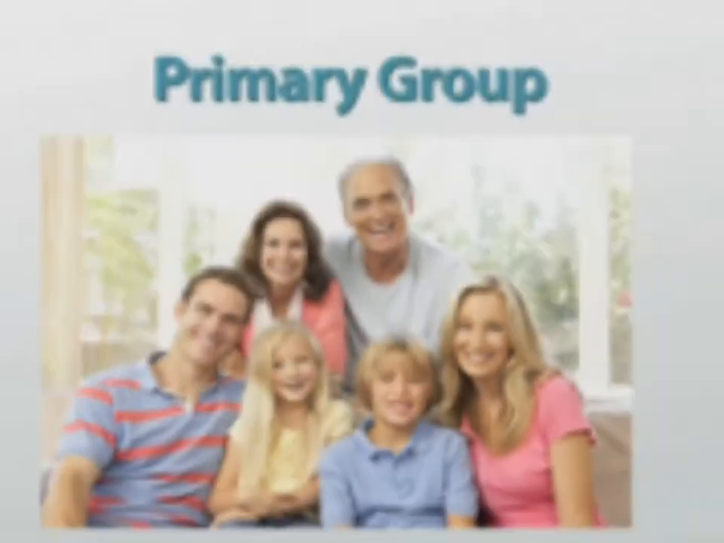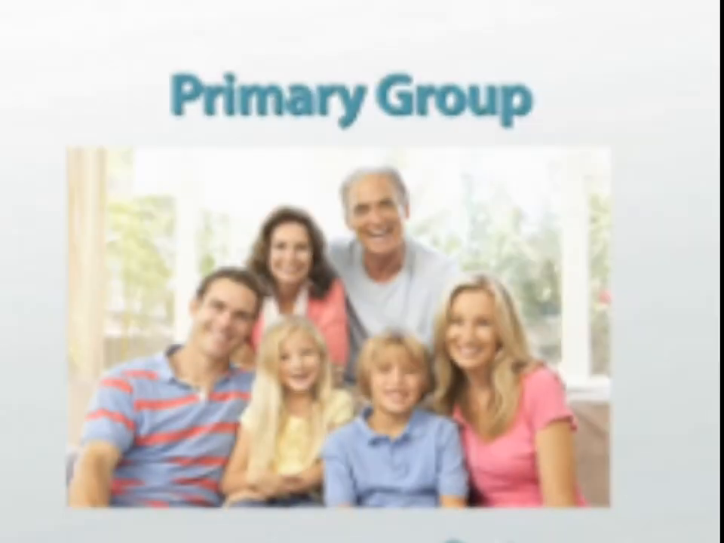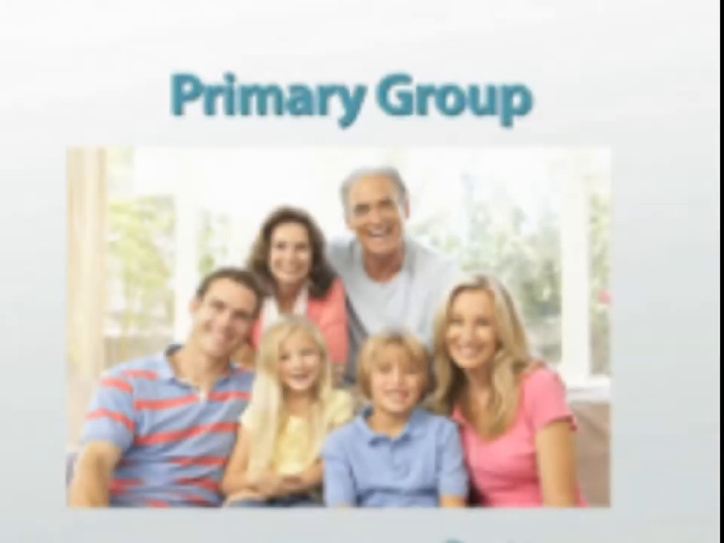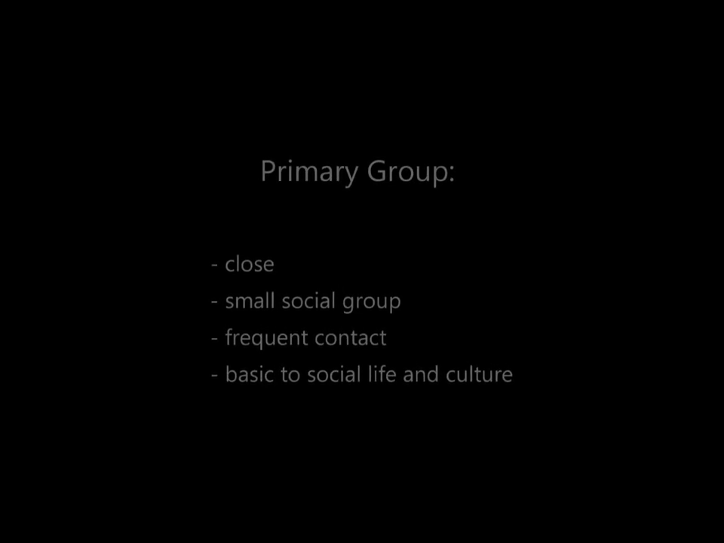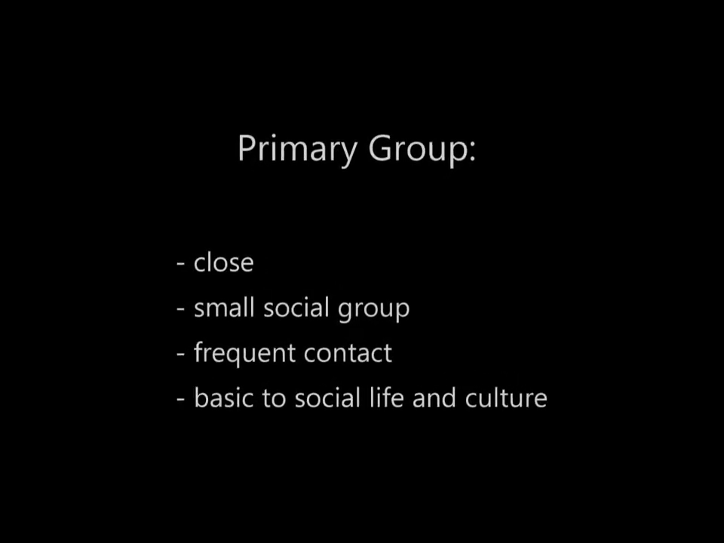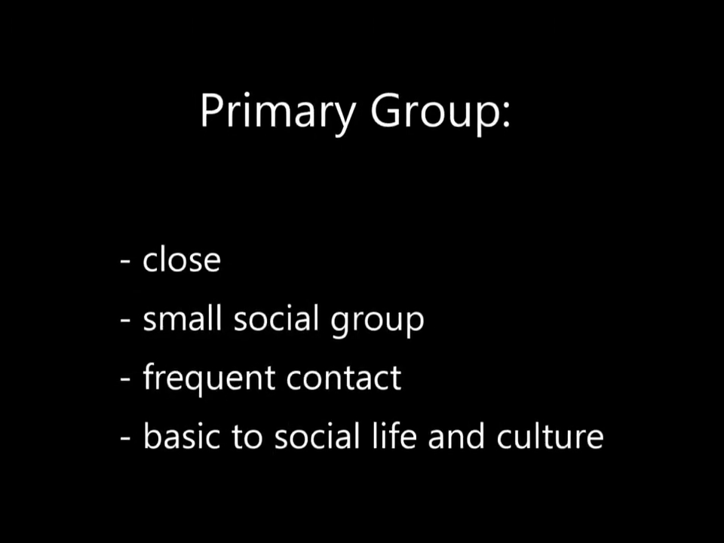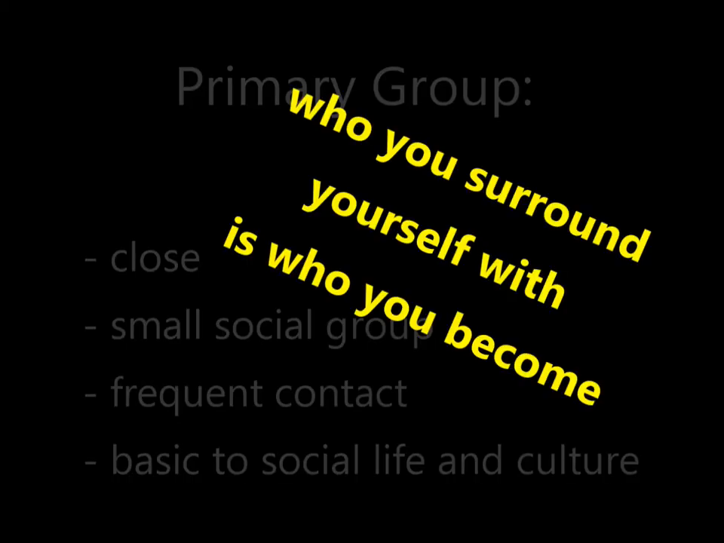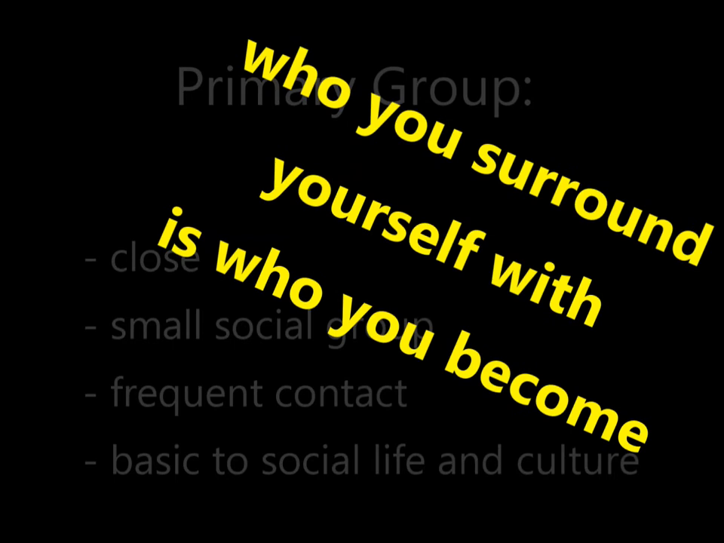Types of reference group can be the primary group, which is an anchor point for individuals. We all were born into a primary group, our family. Also, close friends can be primary groups. Basically, everyone that you surround yourself with on an almost daily basis and that you have frequent contact with. This primary group has the biggest influence on individuals. As we say, who you surround yourself with is who you become.